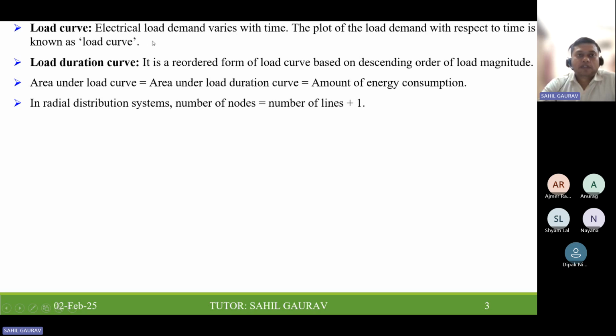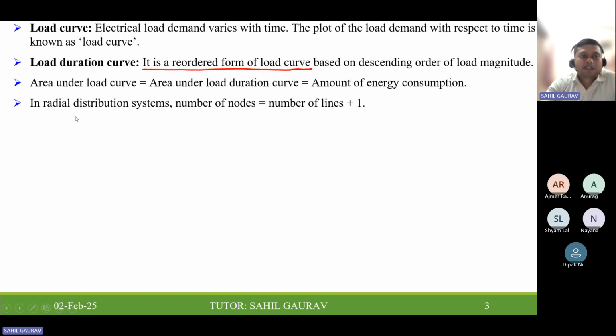First you know the load curve, and then from the load curve we can draw the load duration curve. So it is a reordered form of the load curve. You cannot find the load duration curve independently. First you should know the load curve, and then you have to rearrange it, in descending order of load magnitude. It means that both the area under the load curve and the area under the load duration curve are equal to the amount of energy consumption.